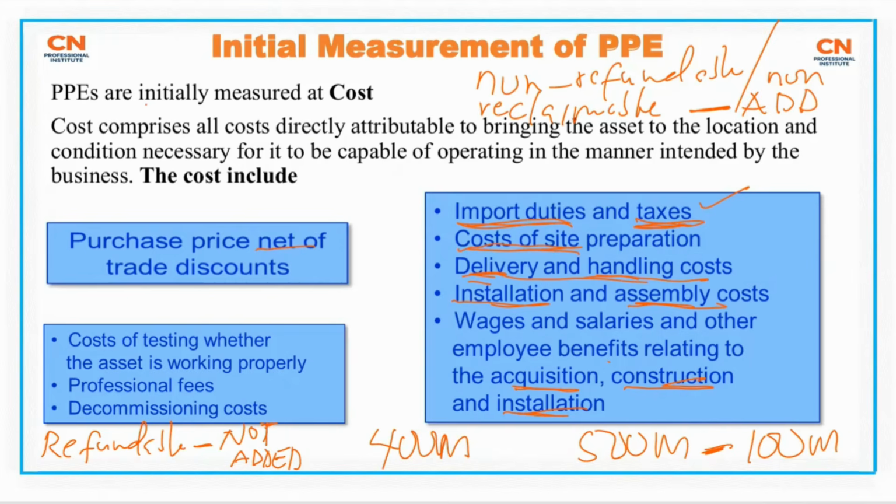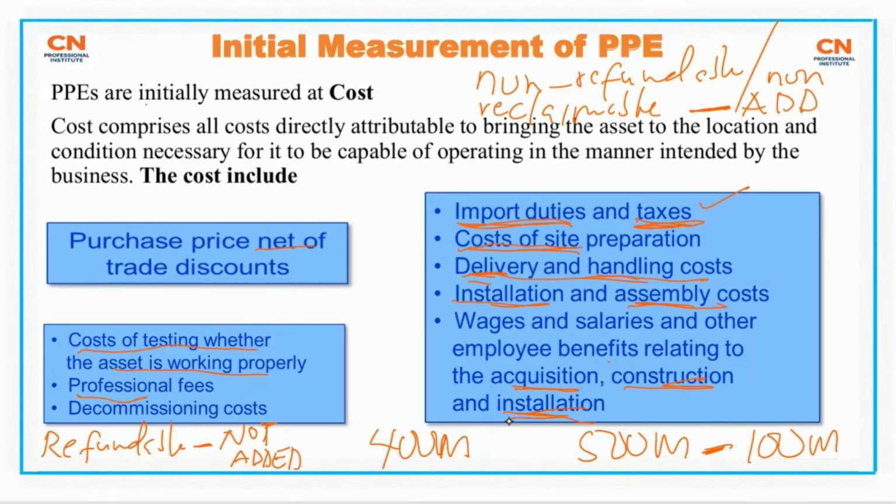So you pay workers wages, salaries, whatever, to work for you. Those are all included. And there's the wages of the installers, those that will be doing the installation. It's all added. Then we have the cost of testing whether the asset is properly working. So when you are done, you want to test if the asset, the PPE, is properly working, right? Any cost you incur to test whether the asset is functioning is also added.